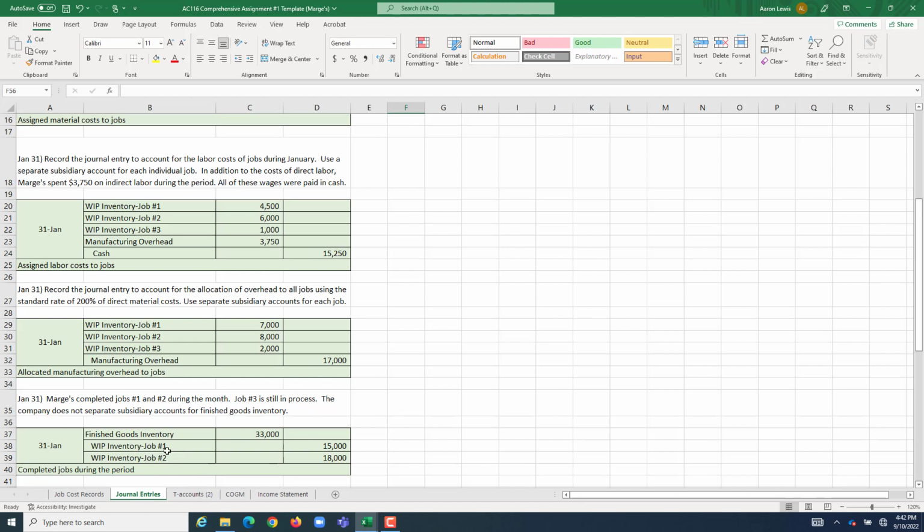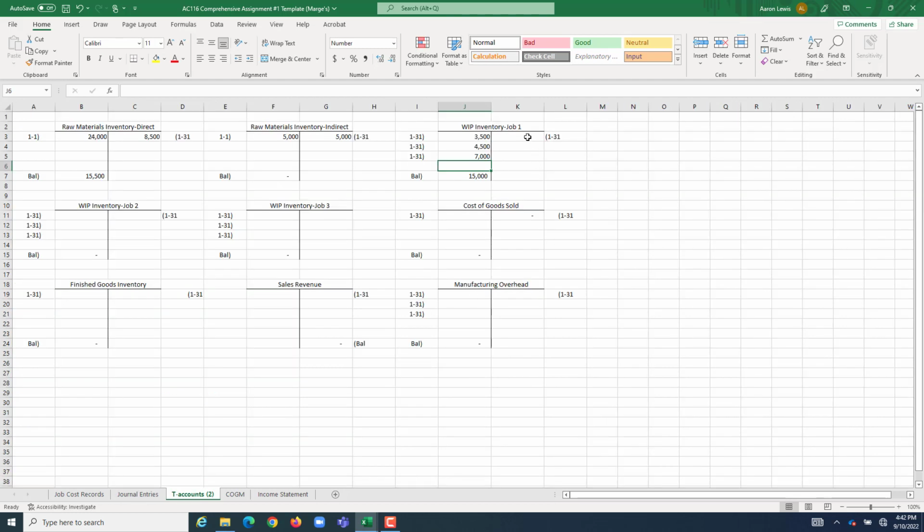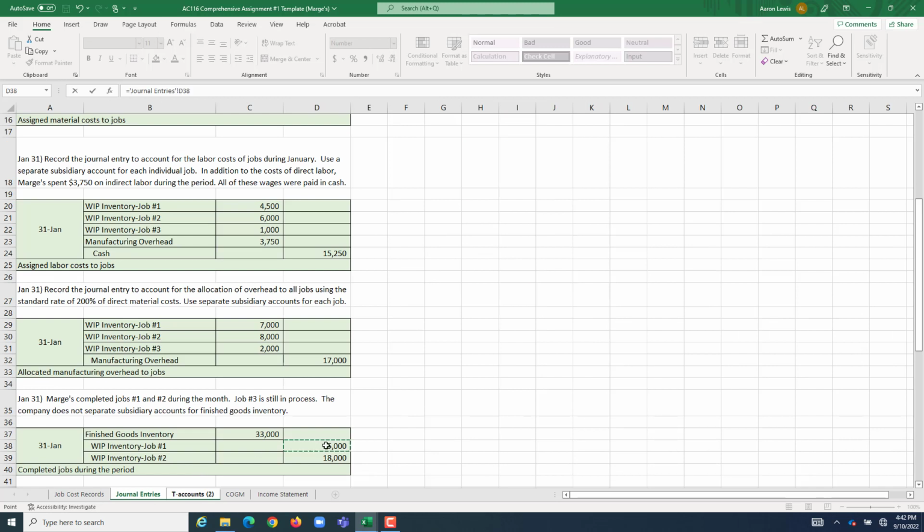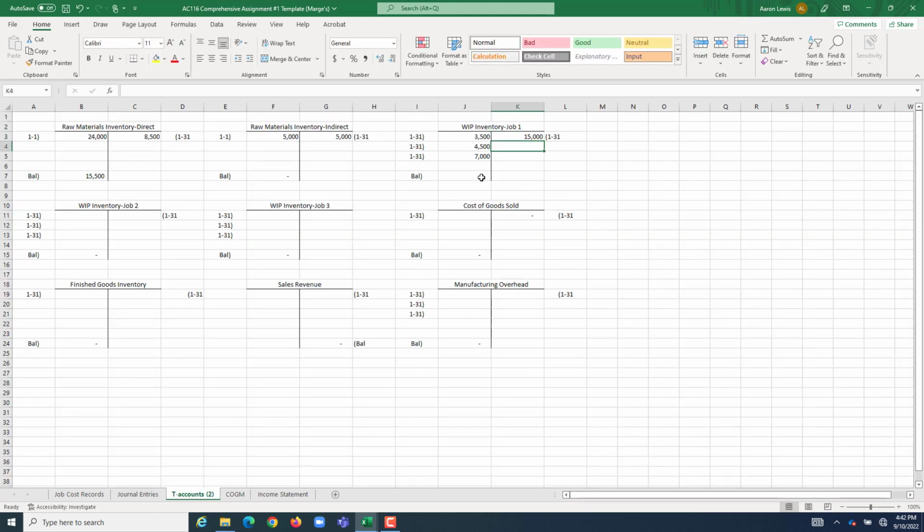So if we credited WIP inventory job 1 for $15,000 in the journal entry, we need to do the same thing in our T account. So let's bring that $15,000 credit over. And now the balance of WIP inventory job 1 is 0. Does that make sense? Absolutely. Job 1 is no longer a work in process. It should have 0 balance because we're not going to have a balance in an account for inventory that is a work in process when it's no longer a work in process. So for all completed jobs, the balance of your WIP inventory accounts related to that job should be 0 at the end of the period.